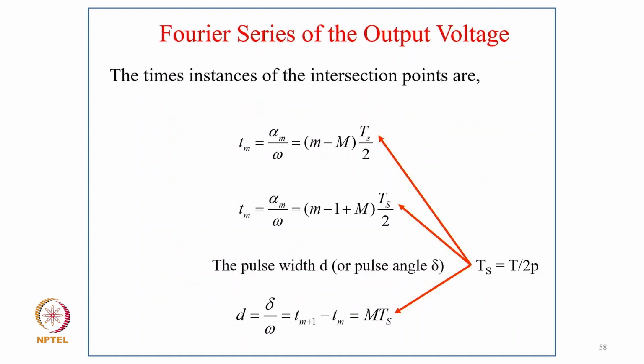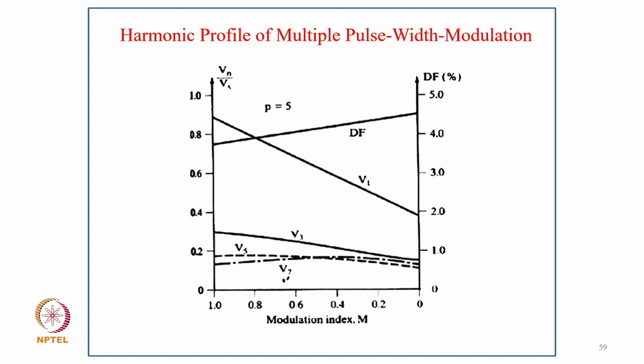Here the time instances of intersection points are Tm equal to alpha m upon omega, that is (m minus M) Ts by 2, and T(m) equal to alpha m upon omega, (m minus 1 plus M) Ts by 2, and the pulse width d, or pulse delta angle, equals delta upon omega, that is T(m plus 1) minus Tm, equal to M Ts.